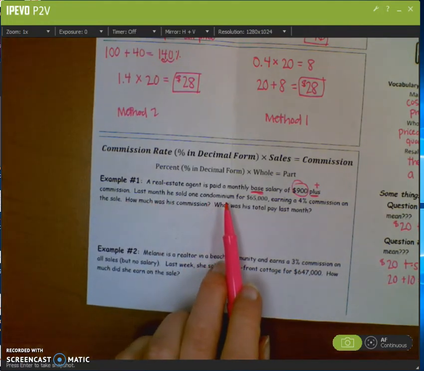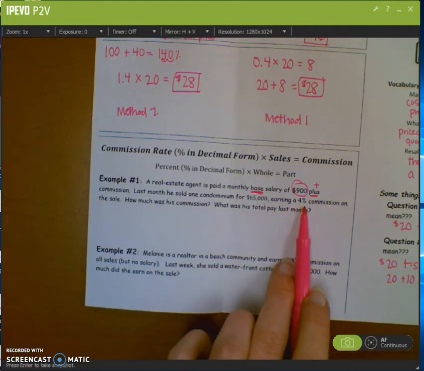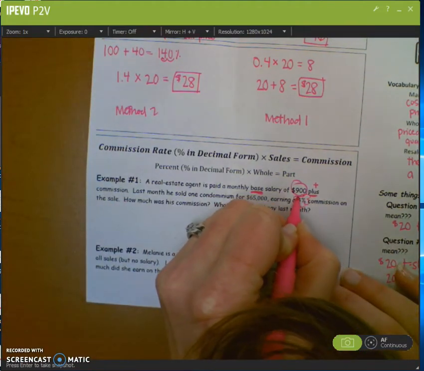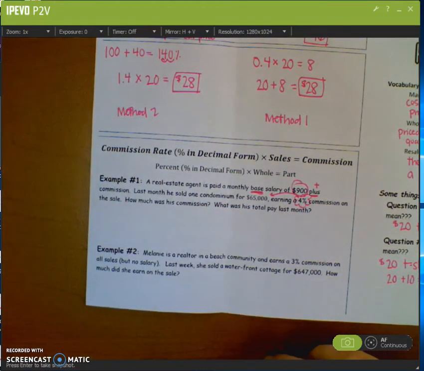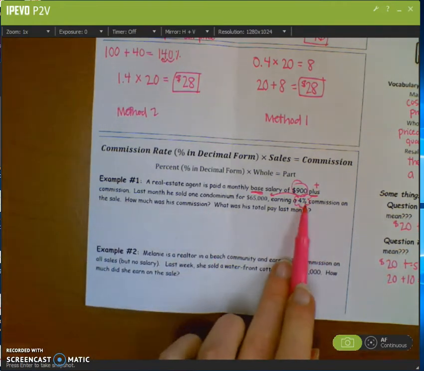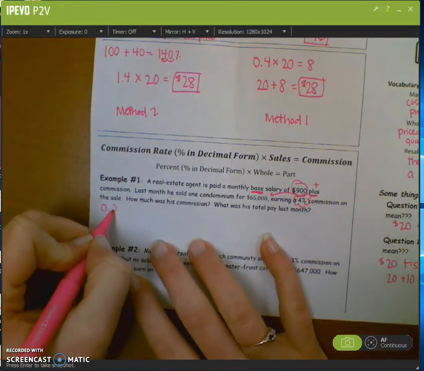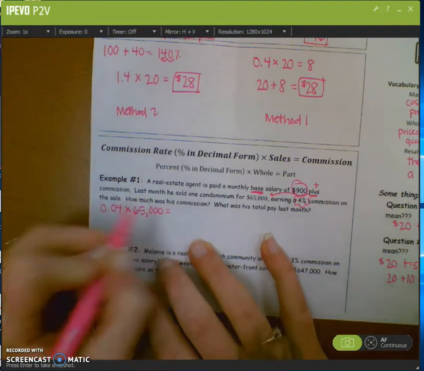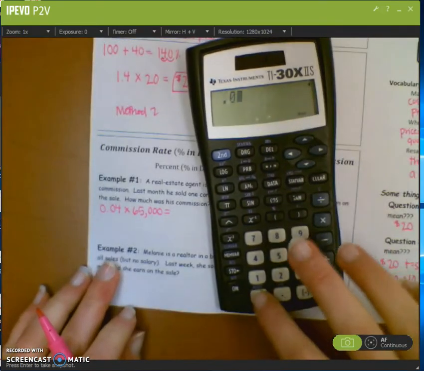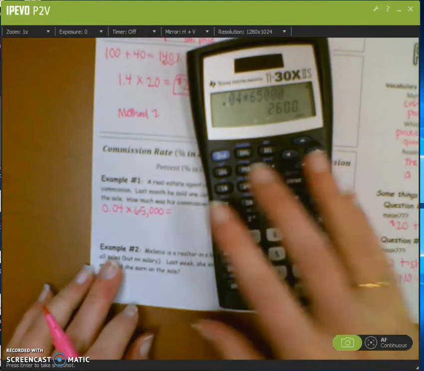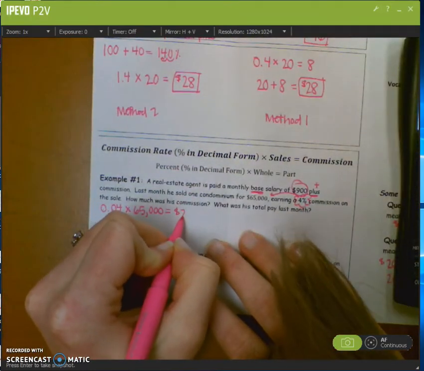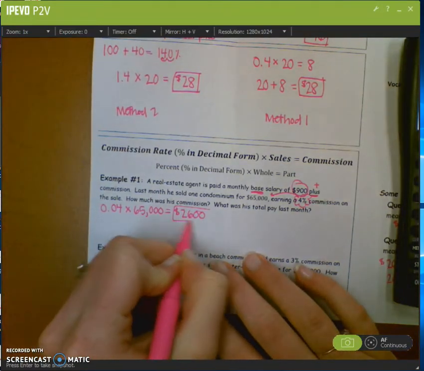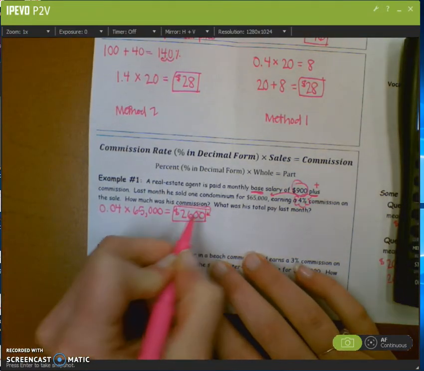Last month he sold one condominium for $65,000, earning 4% commission on the sale. So he earned 4% of $65,000. How much was his commission? Well, let's find 4% of $65,000 first. So I'm going to multiply 0.04 times 65,000. Pull out my calculator. And I get $2,600. And that's how much his commission was. That's question 1, commission, $2,600.